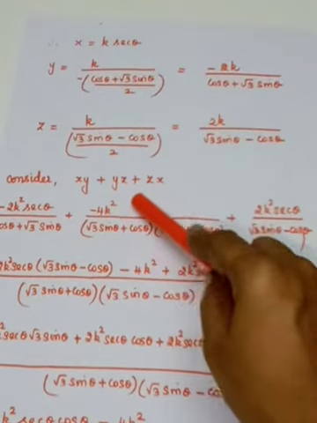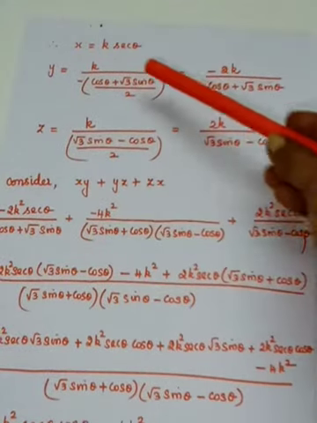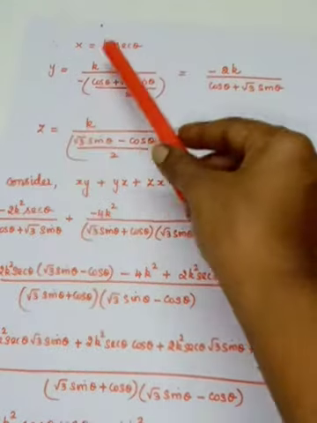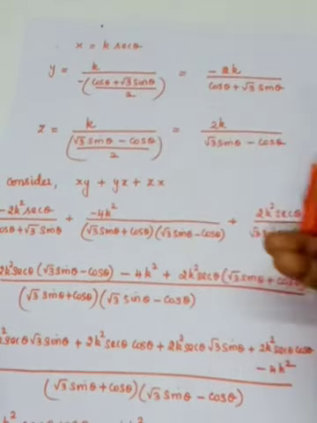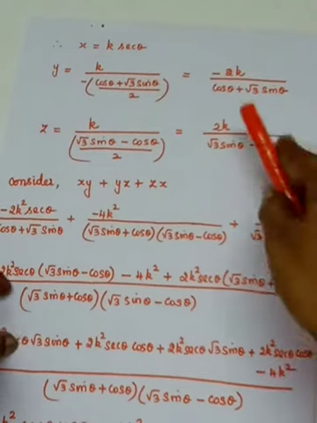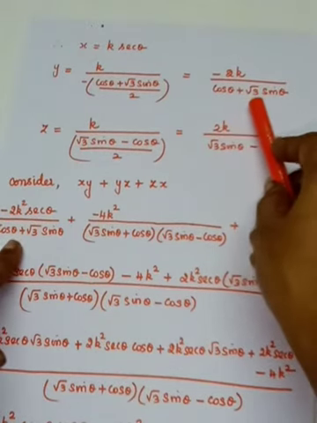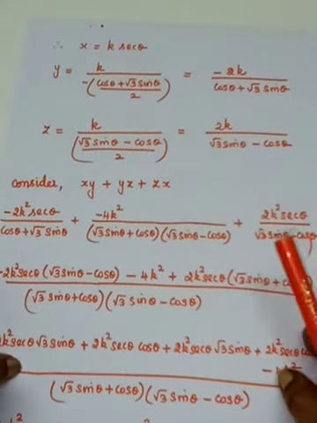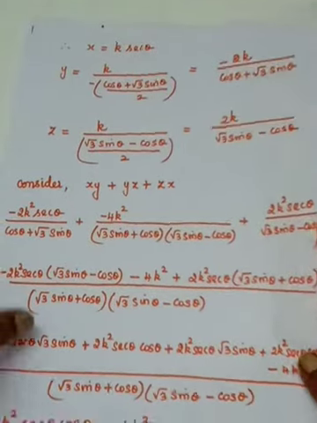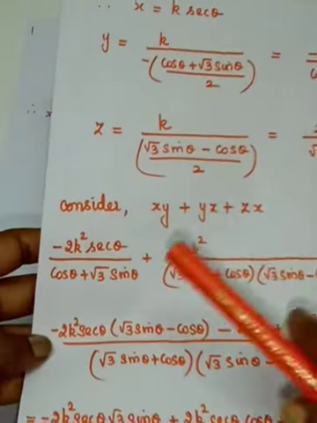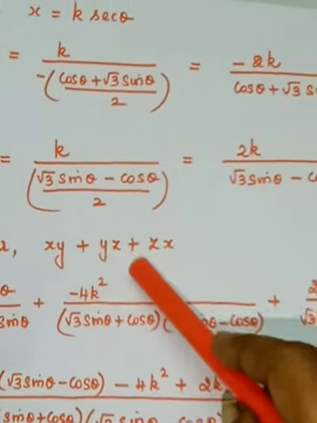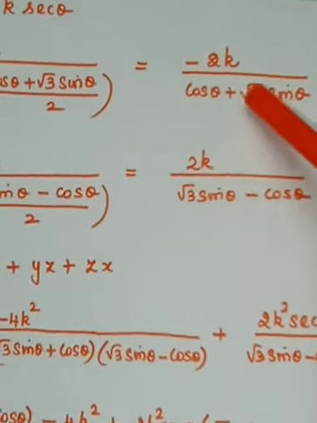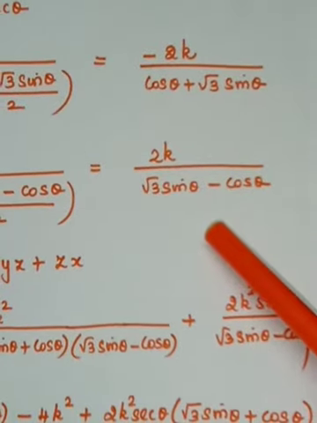This is the result as asked. x into y: if you multiply these two, minus 2 into k squared secant theta, divided by cos theta plus root 3 sin theta. You see that value? The x and y values have to be multiplied, and you will get this answer. And the next one, what you have to do? y and z have to be multiplied. So this is your y value and this is your z value.